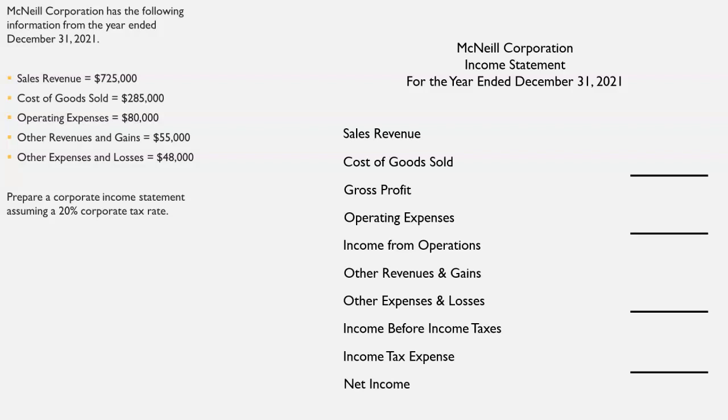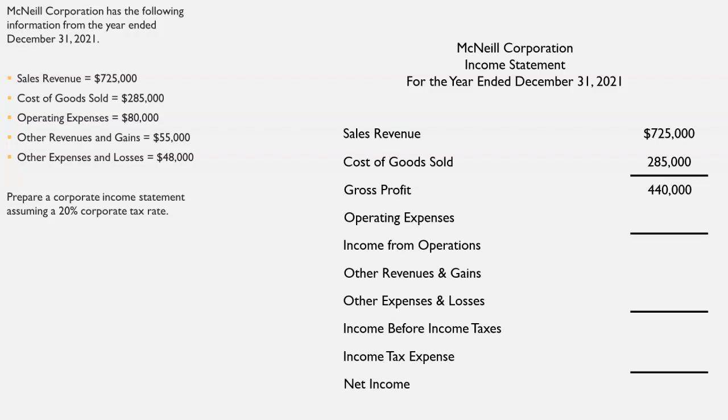First couple lines, we're just plugging in numbers that we've been given. So sales revenue, $725,000. Cost of goods sold, $285,000. Now your gross profit. Your gross profit, we learned from an earlier chapter how to calculate this. Your gross profit is your sales revenue minus your cost of goods sold. So we would do $725,000 minus $285,000. And we're given a gross profit here of $440,000.